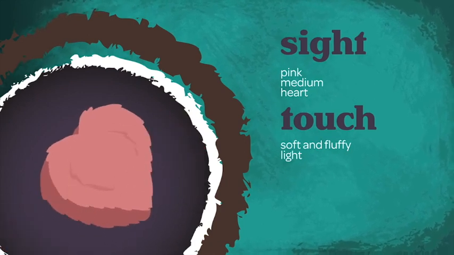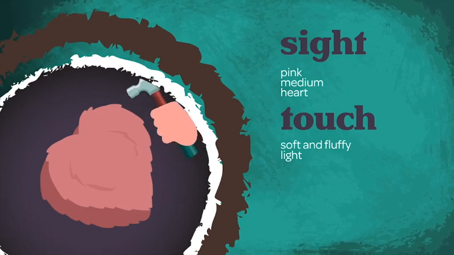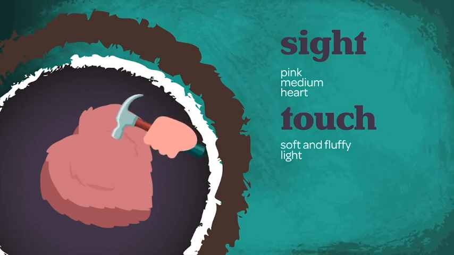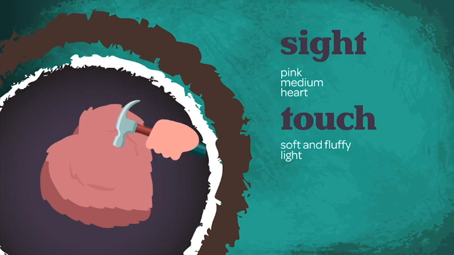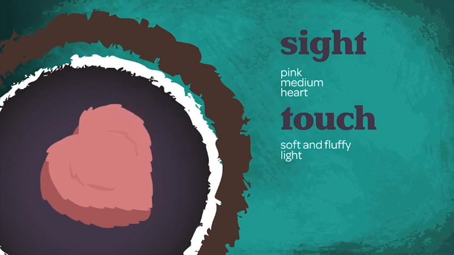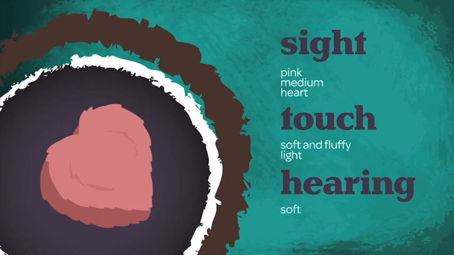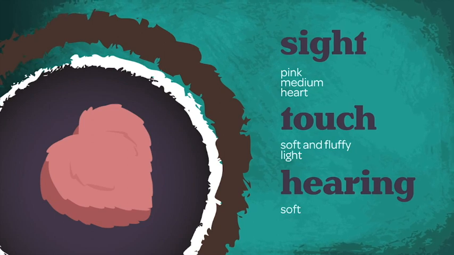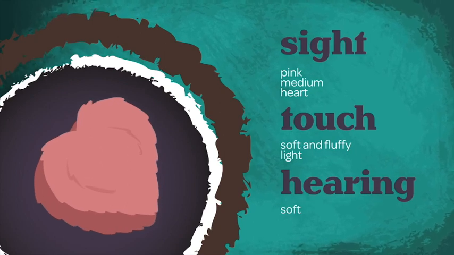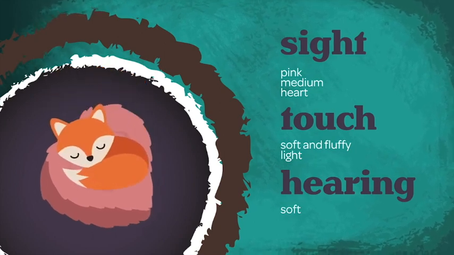If you tap it on the table or hit it with a hammer, it would not make much sound. This is your sense of hearing telling you that the object is soft. The characteristics you have observed help you recognize that this object is a pillow.